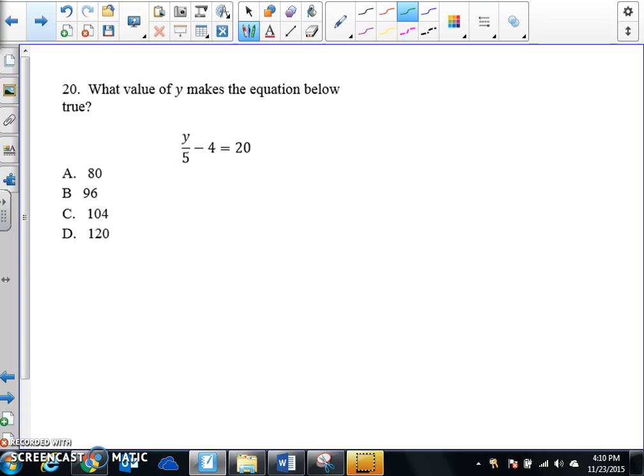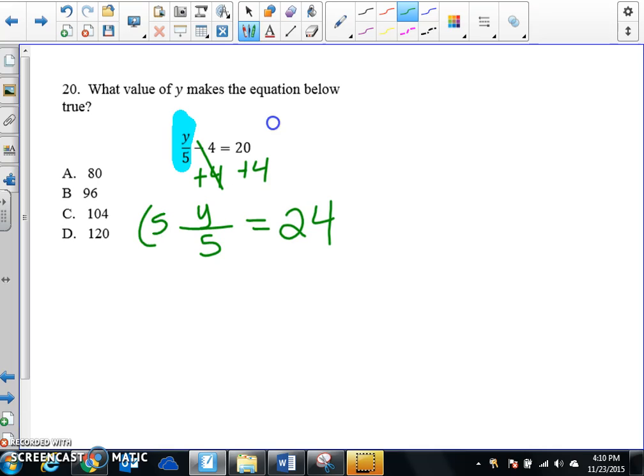All right, so I cover up, here's my variable. I find it. I cover up everything touching the variable. I'm left with a minus 4, so I add 4. Bring down your y over 5. 20 plus 4 is 24. All right, this is y divided by 5. The opposite of dividing is multiplying, so I multiply by 5, giving me y equals 120.